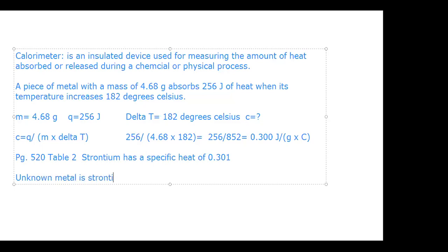so I can say the unknown metal is strontium. Okay? And that's one way that you can use calorimetry and specific heat to figure out what metals you don't necessarily know, to figure out unknown metals. Does anybody have any questions about this?